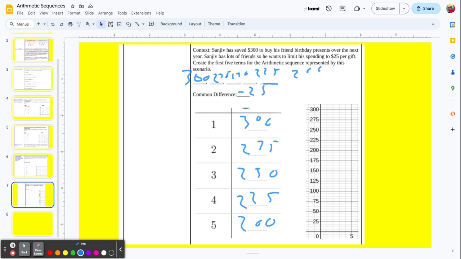So for the first one, it's at 300. And you notice I got the axis scaled already for this. Then the next one's at 275, then 250, and then 225, and 200. There you go. So again, it's discrete, it's linear, but this time it is decreasing because our common difference is negative.